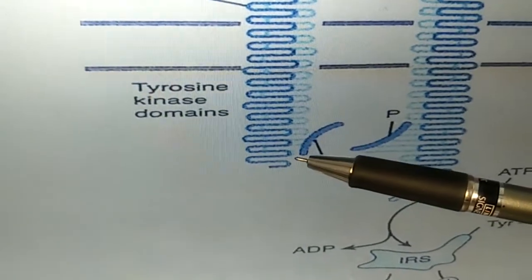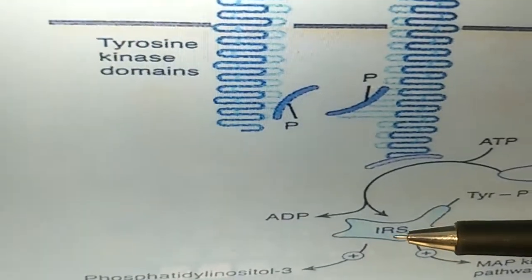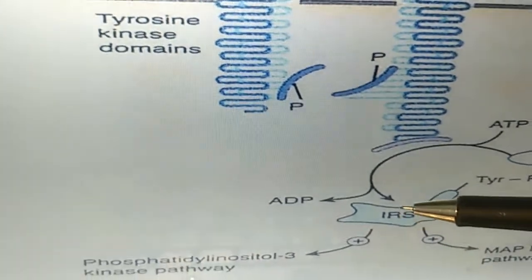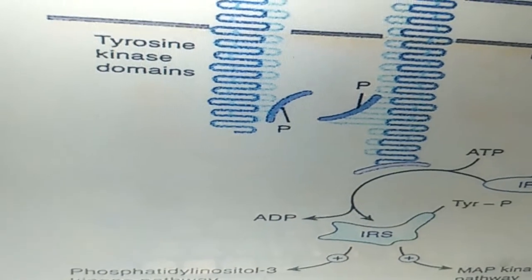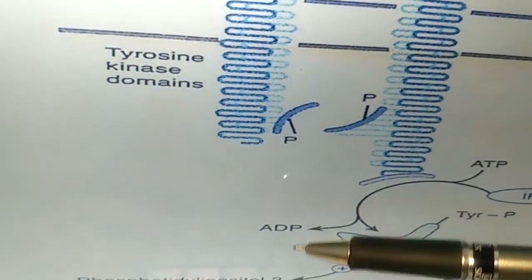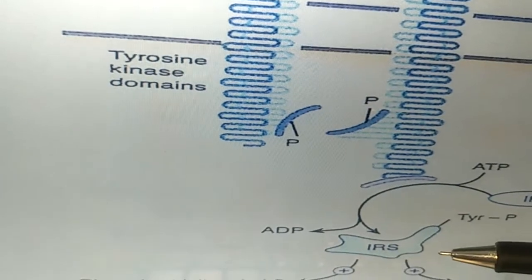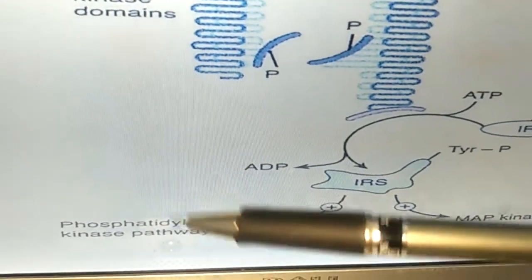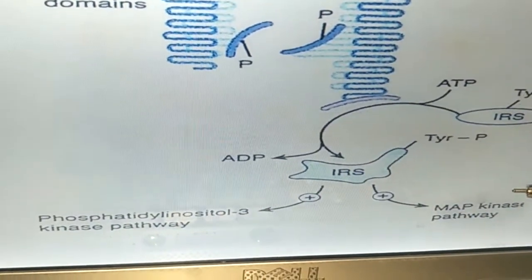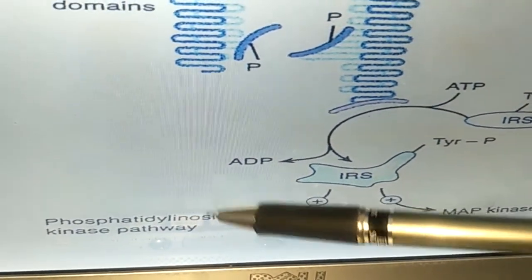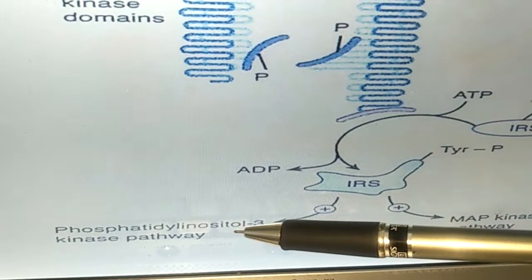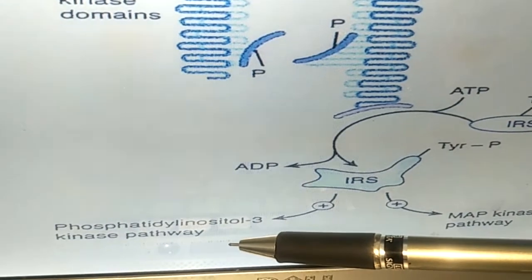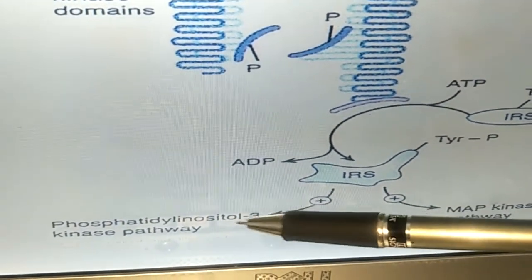Phosphorylation of tyrosine residues in the IRS. IRS is insulin receptor substrate. This starts a cascade of reactions. After the phosphorylation of insulin receptor substrate tyrosine residues, there occurs a cascade of reactions of phosphorylation and dephosphorylation, which produces various metabolic actions of insulin through generation of second messengers IP3 and DAG. There occur rapid actions or metabolic actions of insulin.